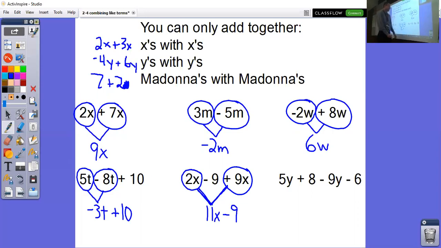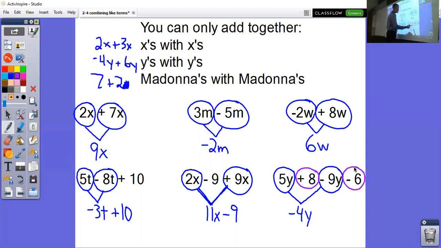In some problems, you might have to do two things. Here we have a 5y and a negative 9y. Well, we can add together the 5y and the negative 9y to be a negative 4y. But then we also have an 8 and a negative 6. We can add together the Madonna and Madonna. So these only have a first name. We can add those together. 8 plus negative 6 is positive 2. When we write it, since it was positive 2, we're going to write plus 2. So again, you can only add together things that have the same last name.